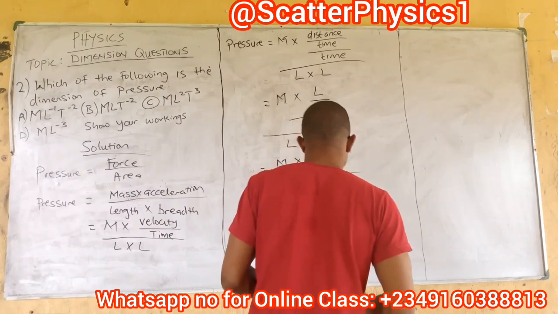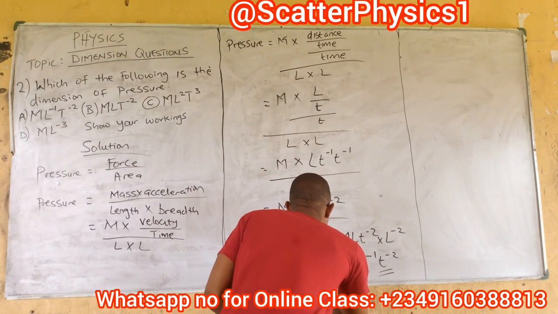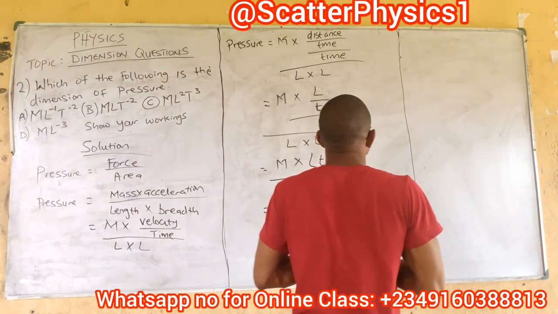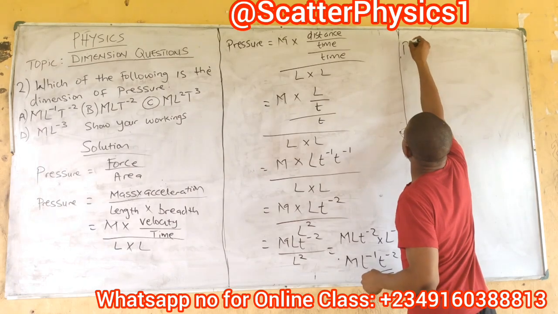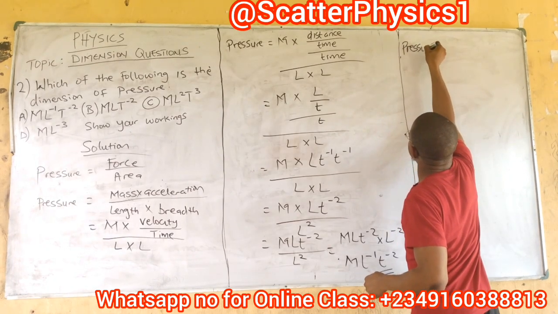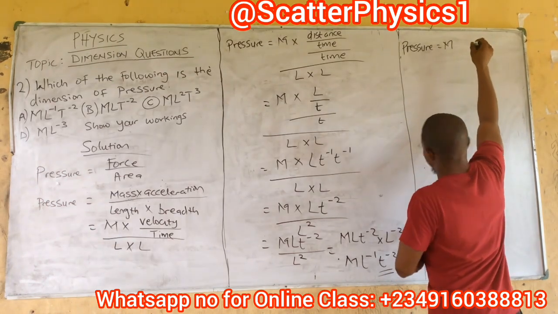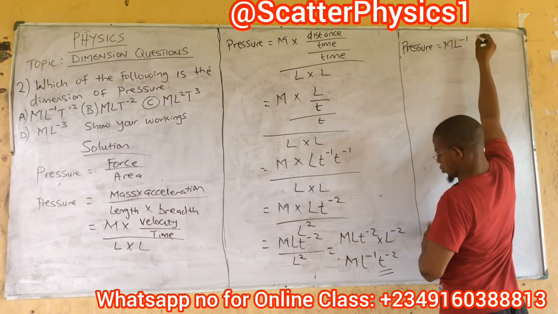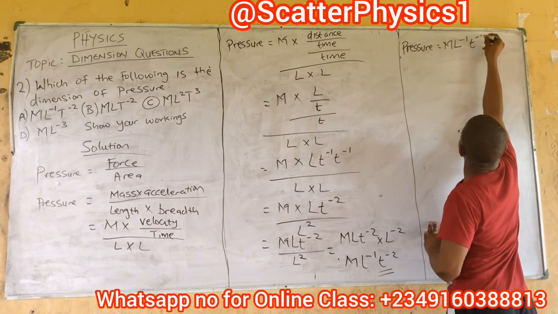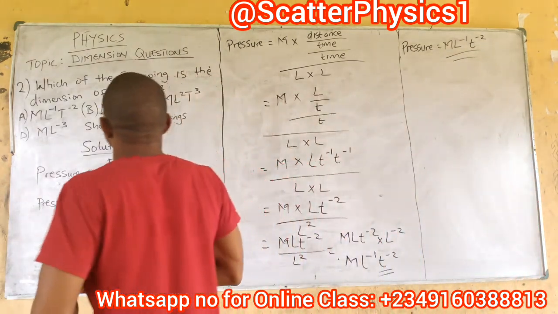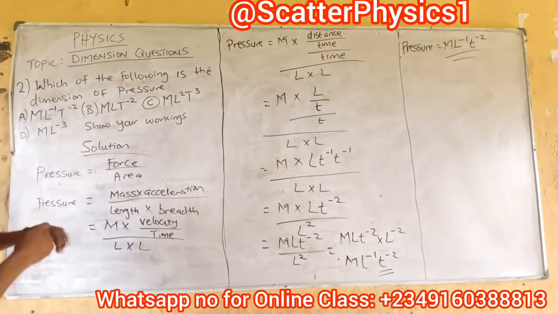So pressure equals M L minus 1 T minus 2. So do we have the answer here? That's A.